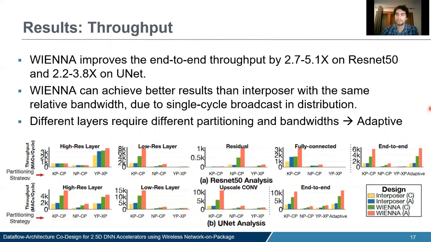We have also included here an extra data flow, which is the adaptive one, which is enabled by the wireless interconnects. Basically, this adaptive data flow results from picking the best data flow across all the layers for a DNN model, which, as we said, is enabled by the wireless transceivers.